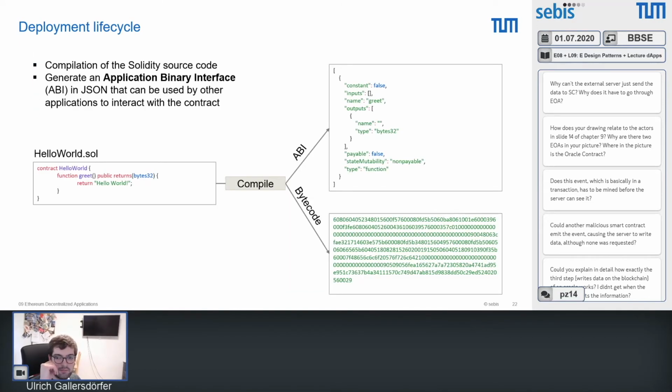So obviously, the deployment lifecycle is: out of the Solidity source code, you generate an ABI and a bytecode. As we saw here, we have this contract, Hello World, with this function that returns a bytes32, this byte string here. And we get an ABI, which basically tells us what this smart contract is capable of doing and which functions we can call on. And the compiler also provides us with the bytecode.